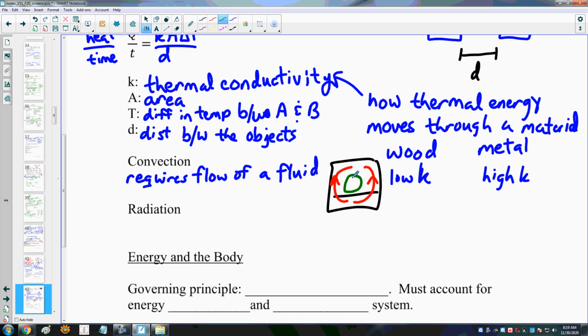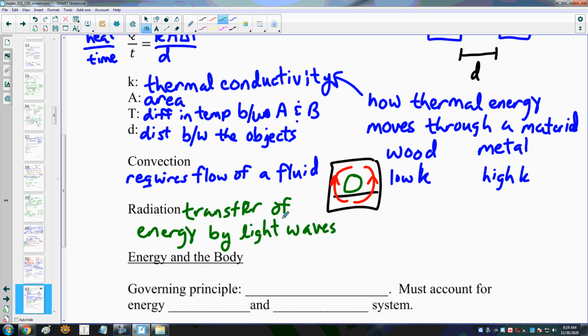And then finally, radiation, which is the transfer of energy by light waves or electromagnetic waves. We'll have a whole chapter on these, so we'll talk about these later. So when I think about an oven, actually, ovens operate primarily through radiation, unless you have a convection oven. So when I have a convection oven, it adds in this second method of energy transfer, which causes your food to cook much more quickly.